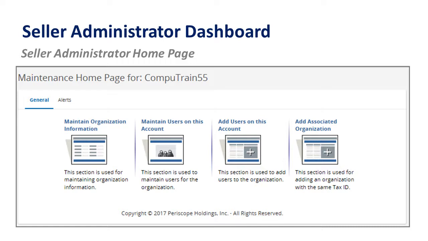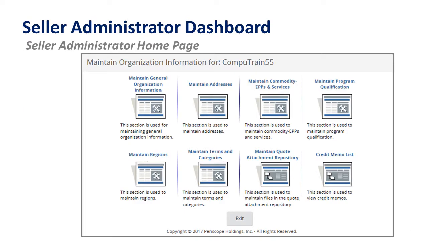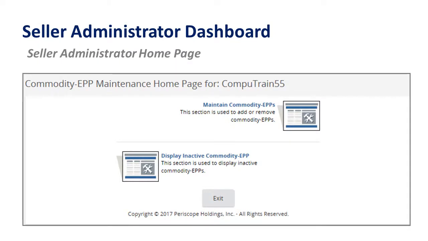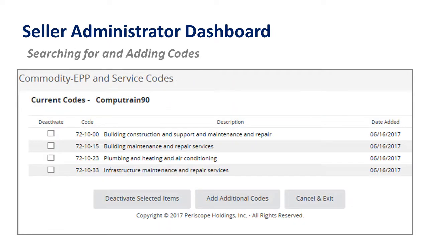On the Seller Administrator homepage, select the Maintain Organization Information icon. Next, select the Maintain Commodity EPPs and Services icon. The next screen displays two icons. Select the Maintain Commodity EPPs. All active UNSPSCs for the account are displayed. To search for and add additional codes, click the Add Additional Codes button.